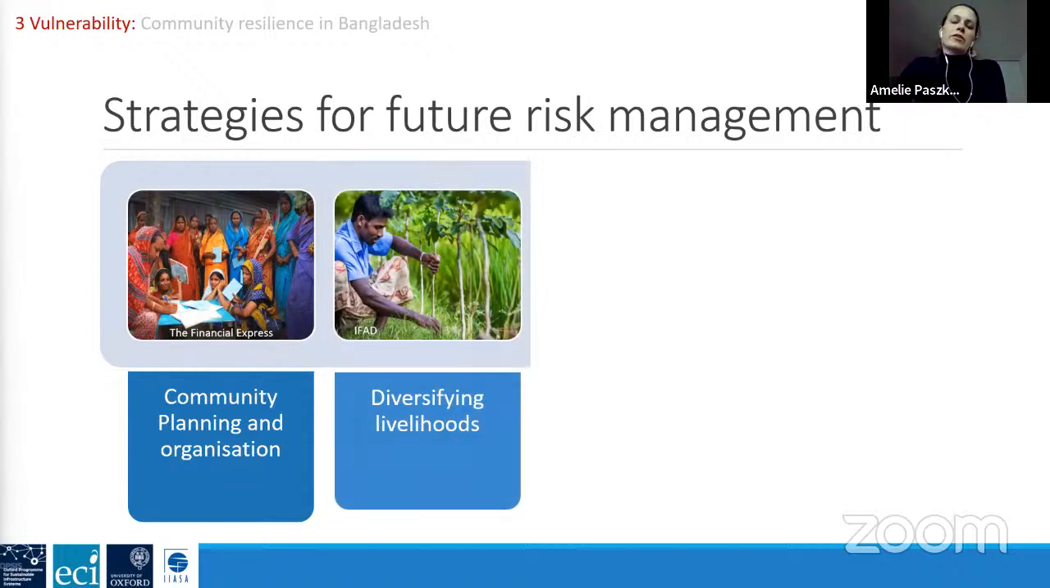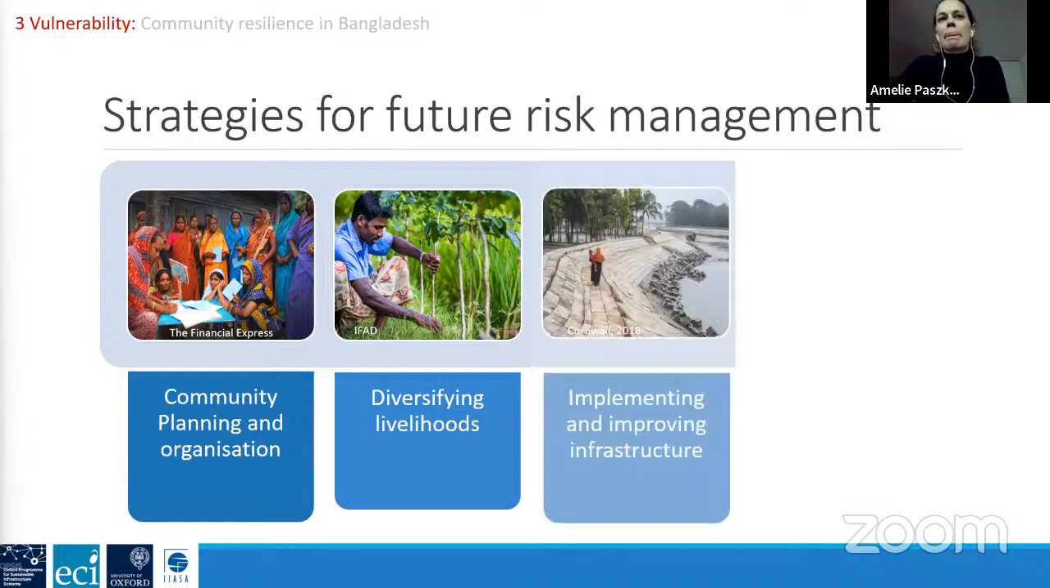There's also been a diversification of livelihoods. In particular, they're focusing on better use of fallow land for farming, so fertilizing post-flood land for income-generating activities, which has been really successful in ensuring that people continue to make a living after they have had multiple losses from flood and erosion hazards.